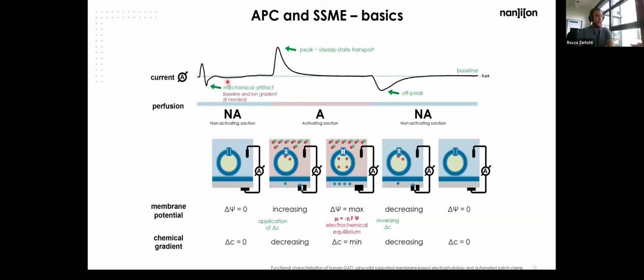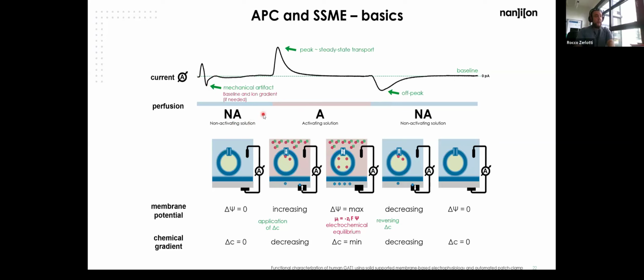So basically, we have a continuous perfusion of three solutions. So we have a non-activating solution that does not contain the substrate of interest. And this is useful because we can get rid of the mechanical artifact that arises when the fluidics is in motion. And also we get the baseline for our measurement. Again, this non-activating solution can anyway contain accessory ions that can establish the needed ion gradient, for example, for GAT1.